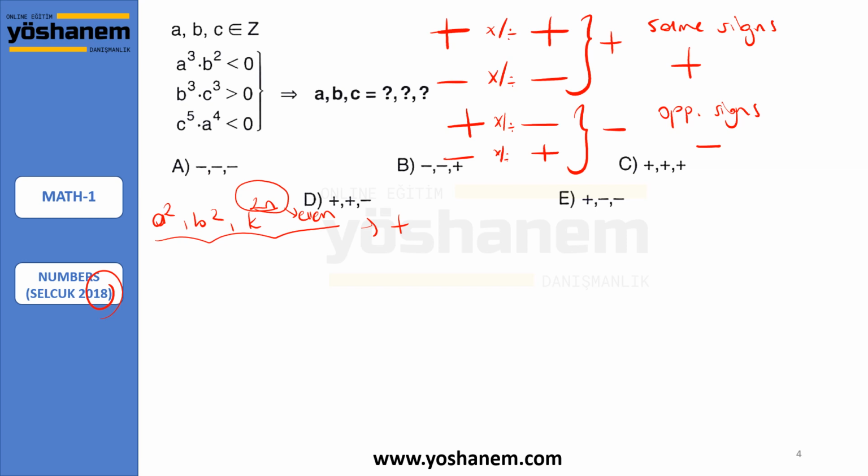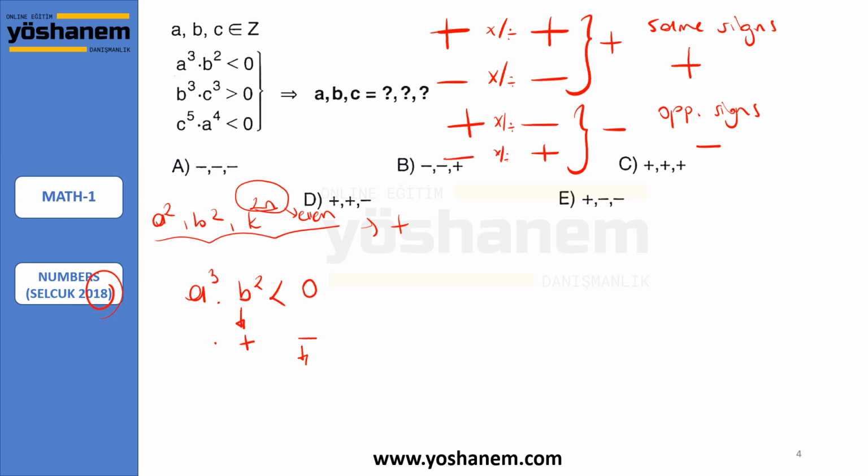Okay, so a power of 3 times b square, it says negative. So I know b square is positive, right? Because 2 is an even number. The result is negative. When was it negative? If the signs are opposite, my answer is negative.